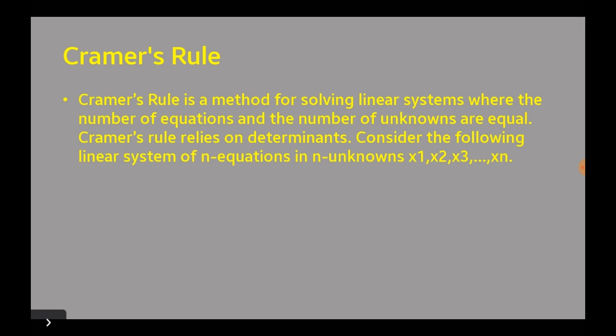Cramer's Rule is a method for solving linear systems where the number of equations and the number of unknowns are equal. Cramer's Rule relies on determinants. Consider the following linear system of n equations in n unknowns: x1, x2, x3, and also xn.